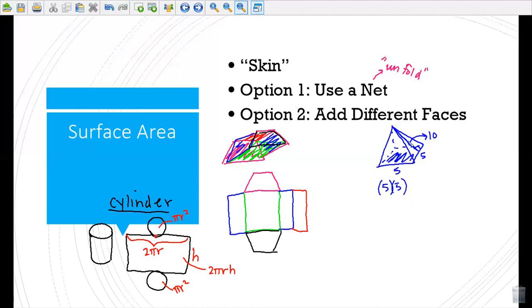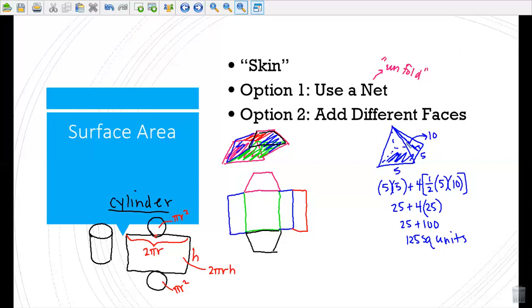All right, then I'm going to have 4 of these triangles. So I'm going to have 4 times the area of these triangles, which is going to be 1/2 base times height. Well, my base is 5. My height is 10. 5 times 5 is 25. Right? 5 times 10 is 50, divided by 2 is 25. So then we get 25 plus 100, or 125. And we're working with area, so it's 125 square units.